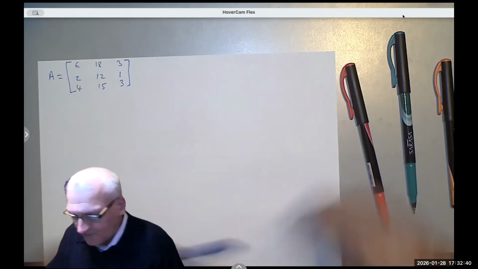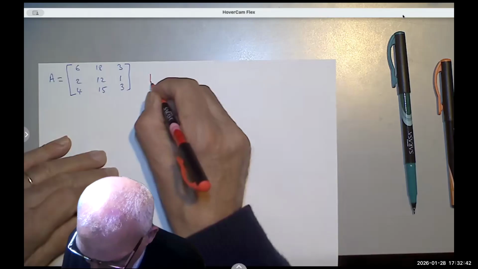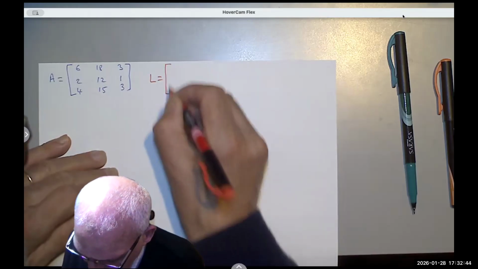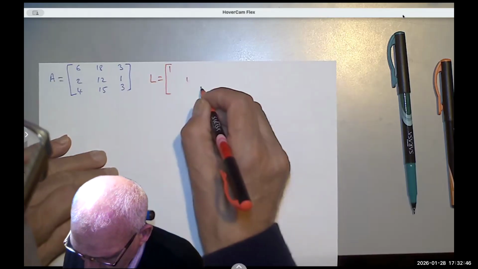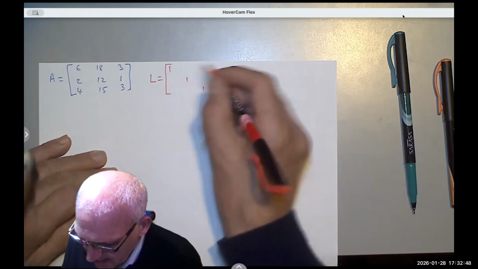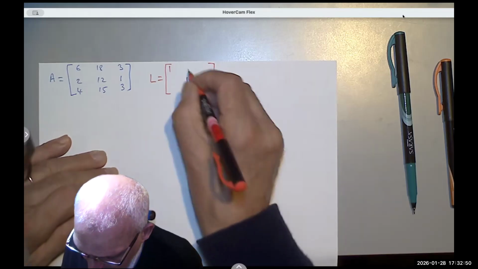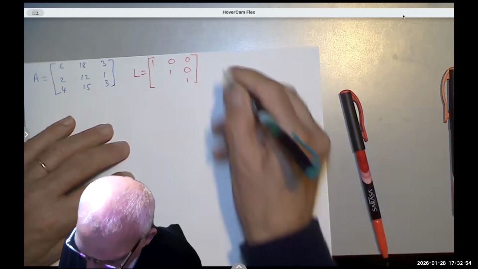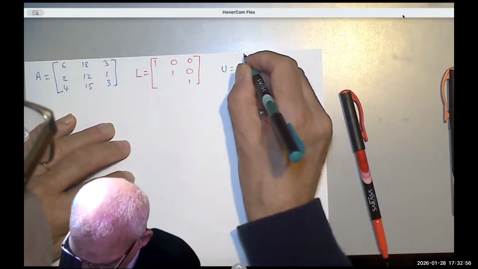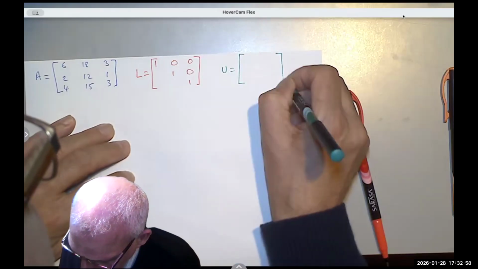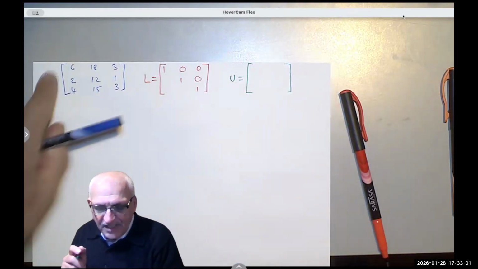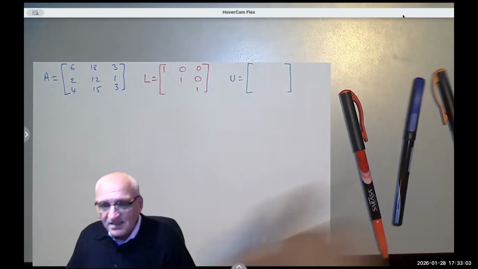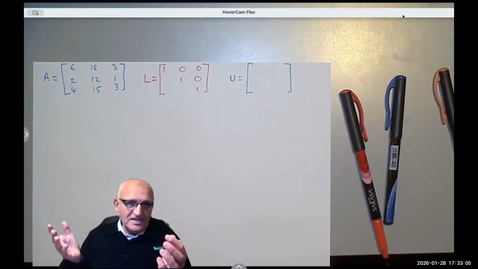So like we did before, I need the lower. That will have 1, 1, 1, and then zeros here. So I can fill these from the get-go. And then I have an upper that we can start with right away. However, just to make life easy for us, okay?